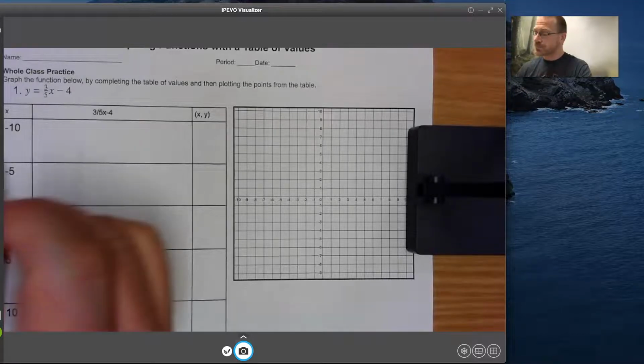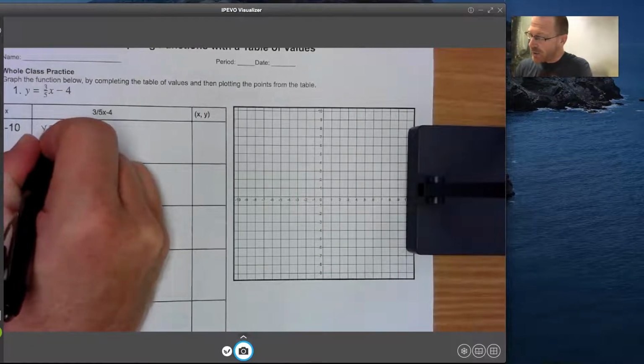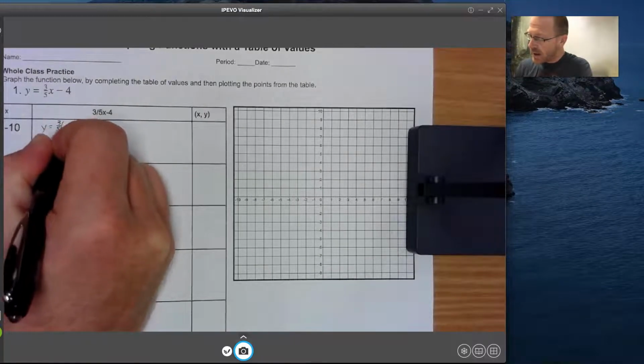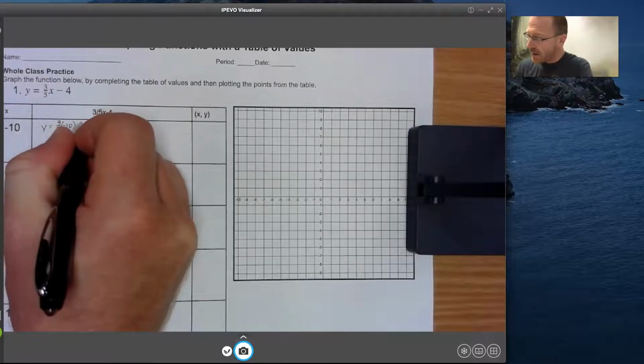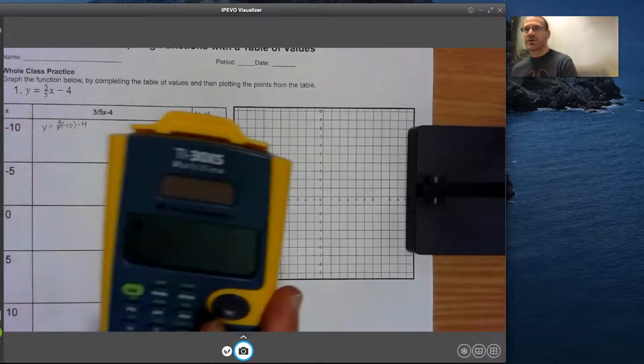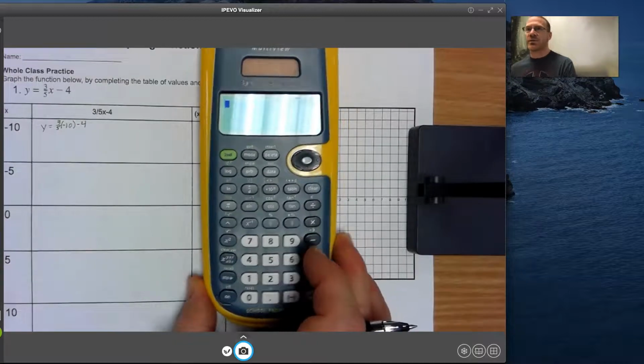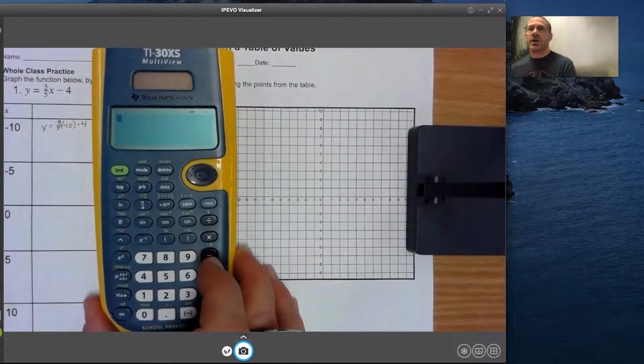Okay, so now 3/5. y equals 3/5 times negative 10 minus 4. Once again, this is where you might need a calculator. If you don't feel comfortable with fractions, it's not really a big deal because we can use a calculator. You can type 3/5 into your calculator. I'm going to pull my calculator here just so you guys can see how to do a fraction. There's a couple different ways to do a fraction.